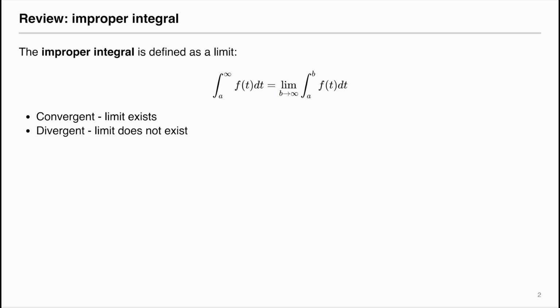Before we define Laplace transform, let us first review the definition of an improper integral. The improper integral of a function f of t from a real number a to infinity is defined as a limit where the infinity is replaced by a number b, where b goes to infinity. If the limit exists, the improper integral is called convergent. If it does not exist, it is divergent.